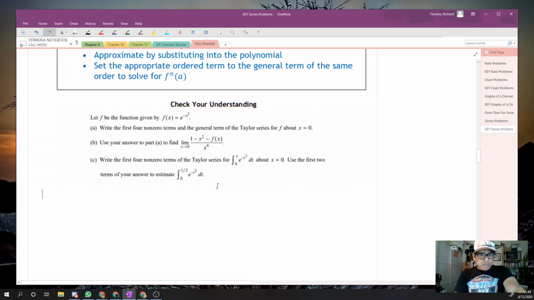Let f be the function defined by f of x equals e to the negative x squared. Part A, write the first 4 non-zero terms and the general term for the Taylor polynomial for f about x equals 0. B, use your answer in part A to find this limit. And part C, write the first 4 non-zero terms of the integral and then use the first 4 terms to estimate. So these are all things that we have done already, and they are all on the same problem. So let's take a look at part A.